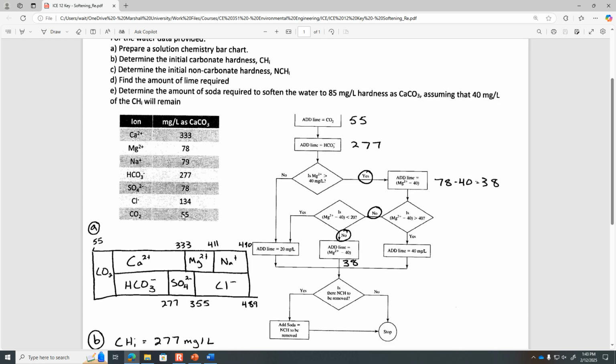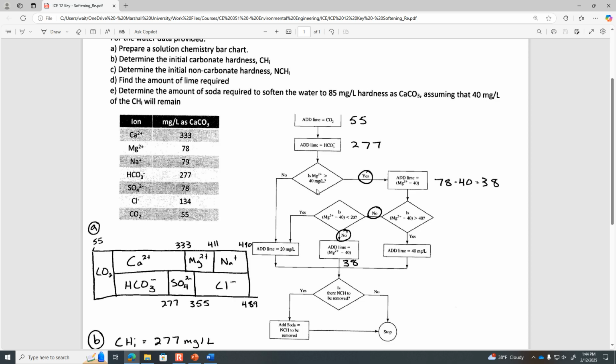It's not 55 milligrams per liter of carbon dioxide. It's 55 milligrams per liter of carbon dioxide as CaCO3. So I'll just point that out again. So we add 55 from the carbon dioxide. Now we need to add as much lime as we've got available for the carbonate. So in our case, that's 277.